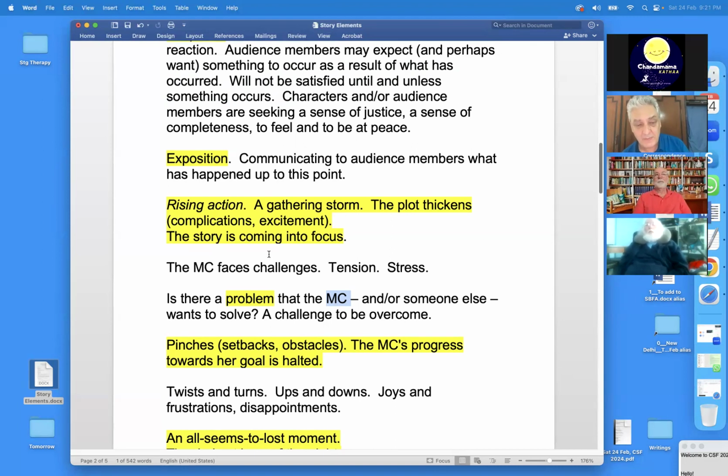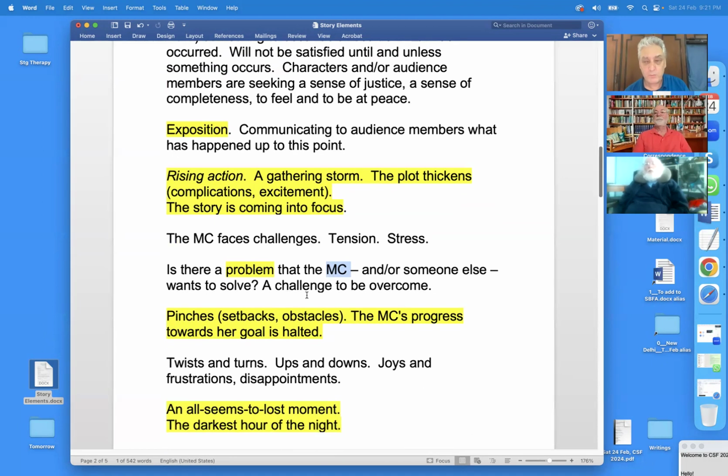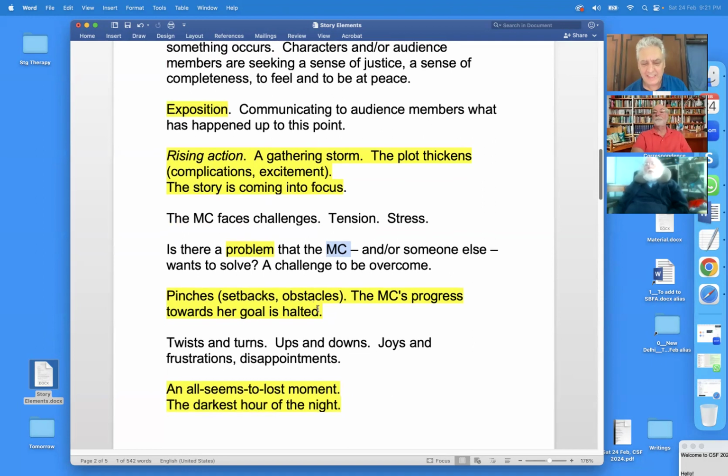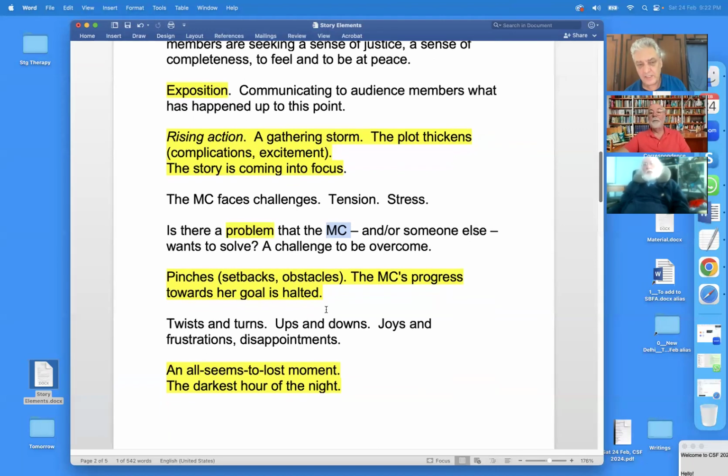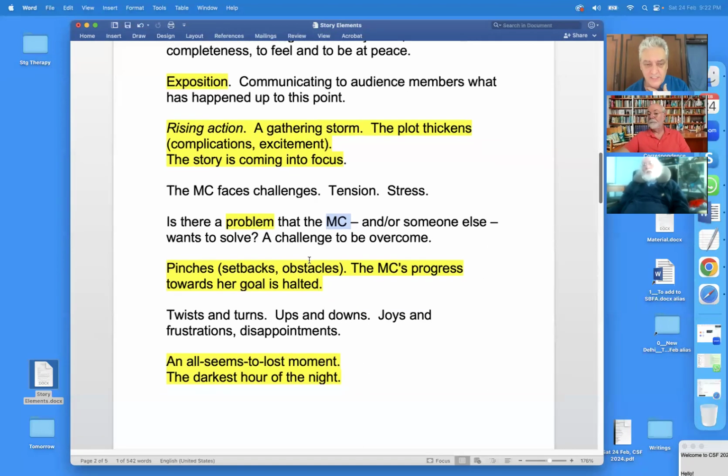Okay, along the way, there are going to be setbacks, obstacles, or pinches, as some people call them. An antagonist or an antagonistic element stops the progress. An antagonist is not a villain, it's just something that opposes the progress of the main character going towards what they want to do. And so the main character has to marshal her resources and try to overcome the setbacks and the obstacles. So there are going to be twists and turns, ups and downs, joys and frustrations.